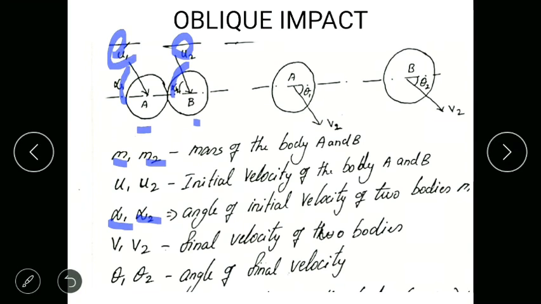After collision, the velocities of the two masses change to v1 and v2. Again, before impact the velocity is inclined with the line of impact, so obviously after impact the velocity of the two masses is also inclined with the line of impact. That inclination is theta 1 and theta 2.